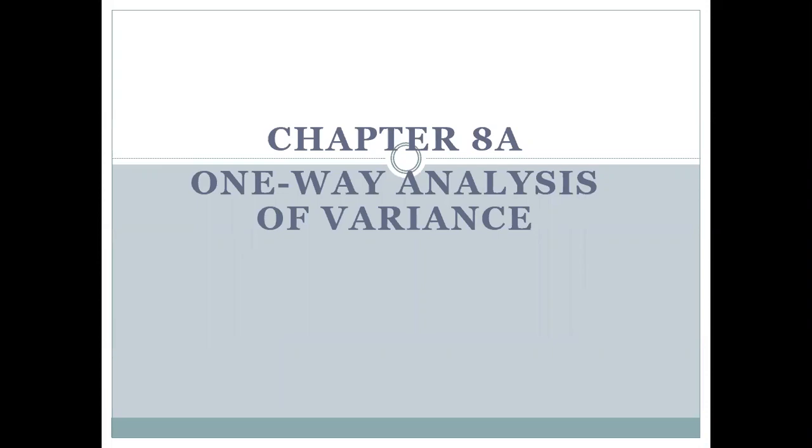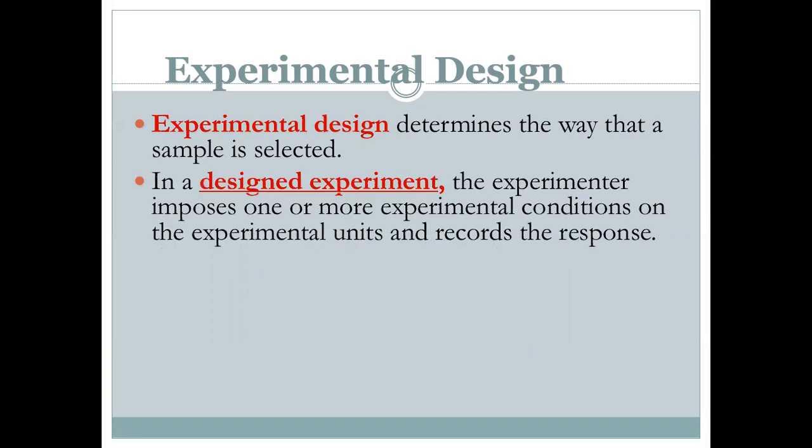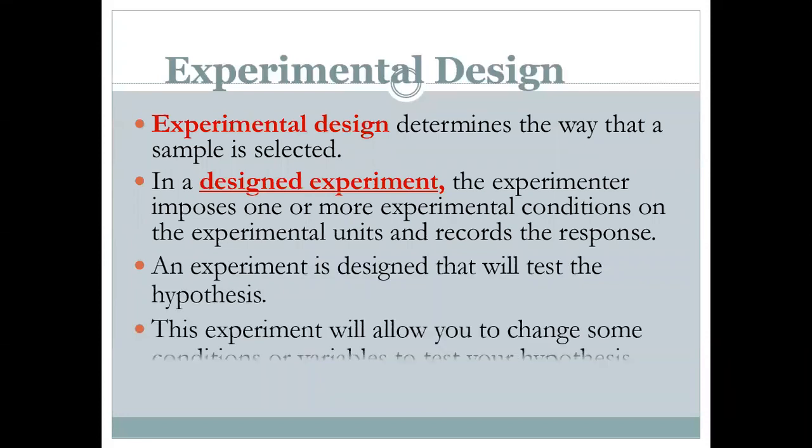Hi all. So today in chapter 8a, we are going to discuss one-way analysis of variance, or to be specific, ANOVA. First of all, we are going to understand what experimental design is. Experimental design determines the way that a sample is selected. In a designed experiment, the experimenter imposes one or more experimental conditions on the experimental units and records the response.